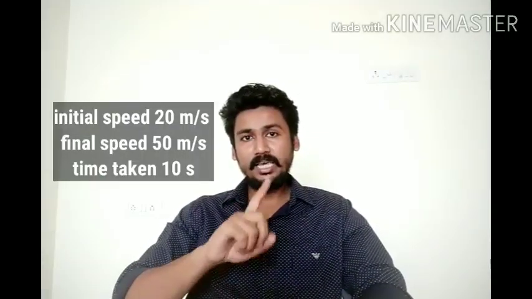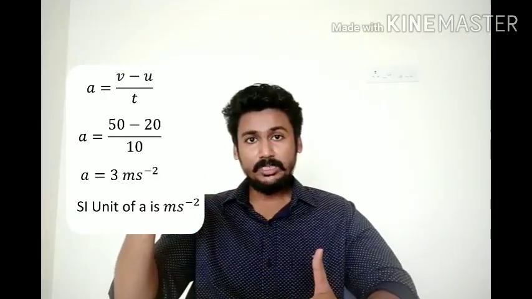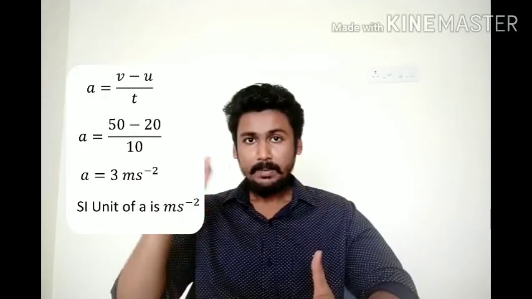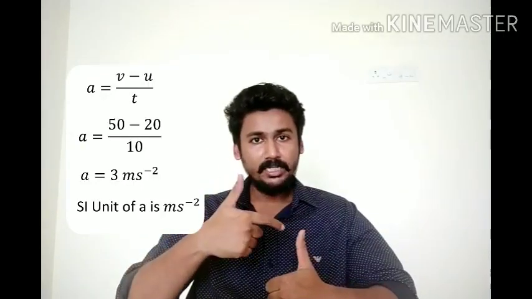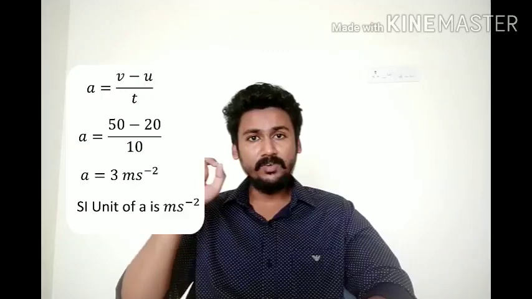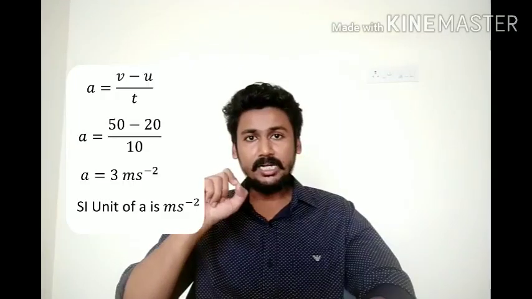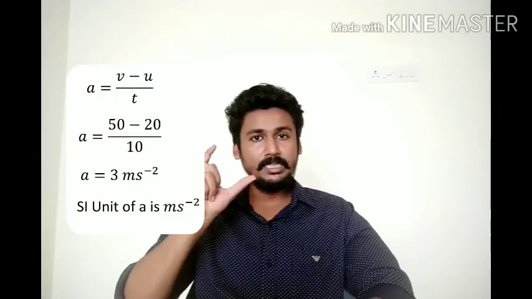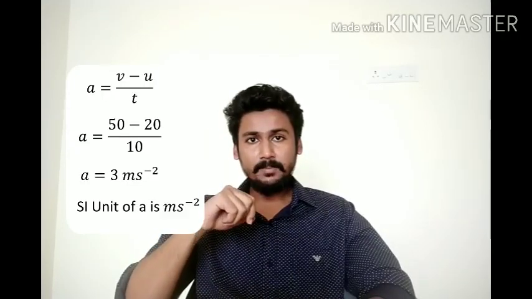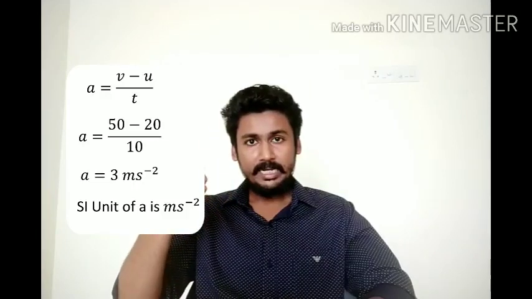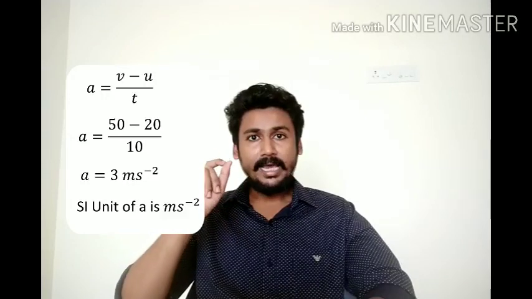How will we find it? a = (v - u)/t. v is the final velocity, which is 50. So 50 minus u. u is the initial velocity, which is 20. So 50 minus 20, which gives the change in velocity: 50 meter per second minus 20 meter per second is 30 meter per second. So (v - u)/t, and the time was 10 seconds. So 30 divided by 10. The answer becomes 3.